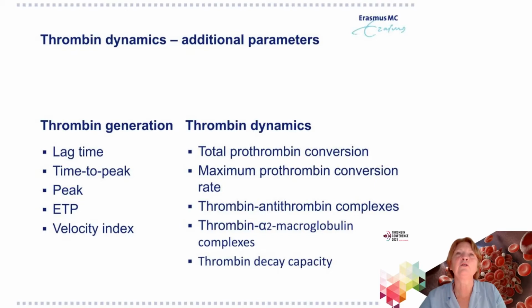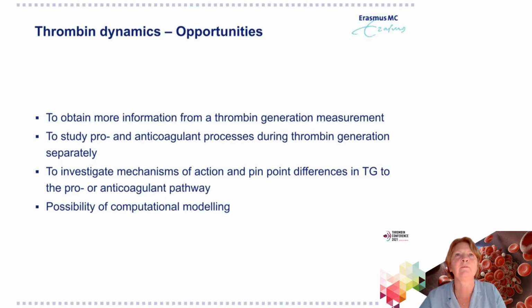So here, the total overview. On the left, you see the normal parameters that you use for thrombin generation. And on the right, you see that we can get much more information on the prothrombin conversion and the thrombin degradation. There are a lot of opportunities by using thrombodynamics, and you can obtain much more information from the measurement and separate the pro and anticoagulant. You can investigate the mechanisms of action and pinpoint differences in thrombin generation, and there's a possibility for computational modeling.